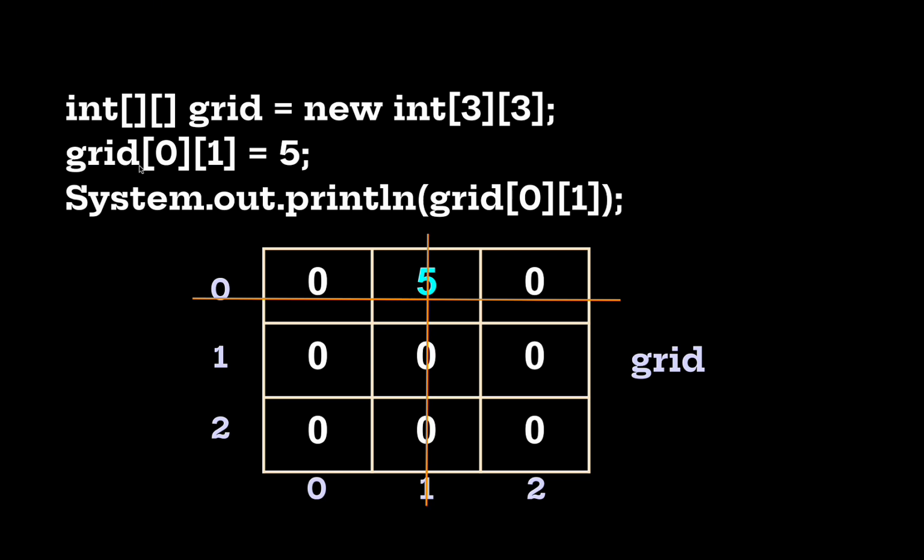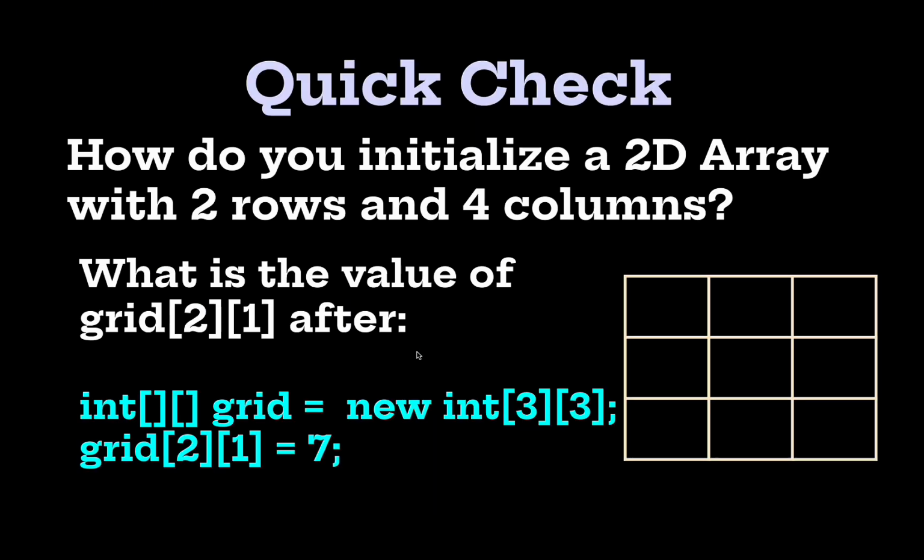So if we had a grid of 1, 1, that would mean we want to look at 1 here, strike it out from left to right, and then 1, strike from top to bottom, and that would intersect right here. So a grid of 1, 1 would be here. So how about you taking some time to just picture these? What do you think? How do you initialize a 2D array with 2 rows and 4 columns? How would you go about that?